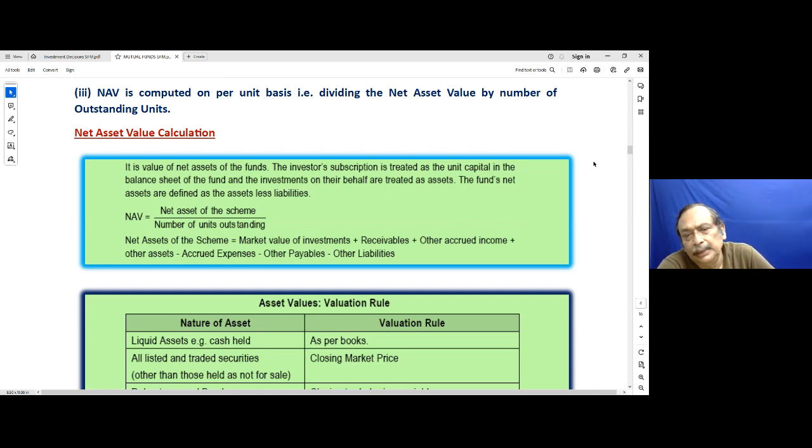Net assets of the scheme is equal to market value of investment plus receivables plus other accrued income plus other assets minus accrued expenses minus other payables minus other liabilities.